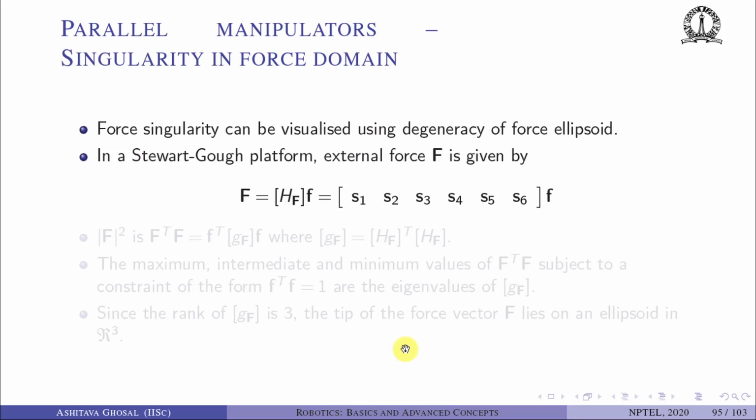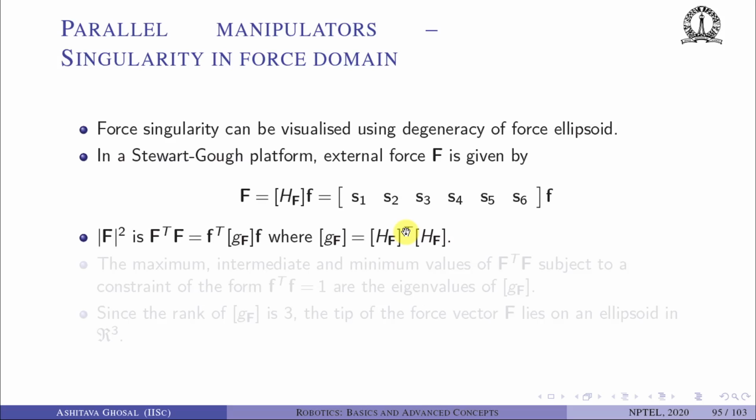So the force singularity can be visualized as using degeneracy of the force ellipsoid. Okay, so what is the force ellipsoid? In a Stewart-Gough platform, the external force is given by F = H_F times F. So we are taking some part of the H matrix, which is the top half, S1, S2, all the way till S6, times F. So the square of this force, or the magnitude of the force, can be written as F transpose G_F F, where G_F is H_F transpose H_F.